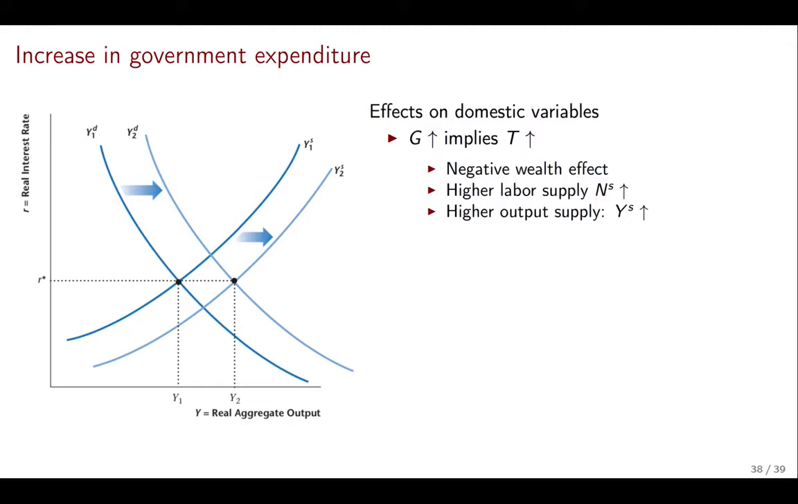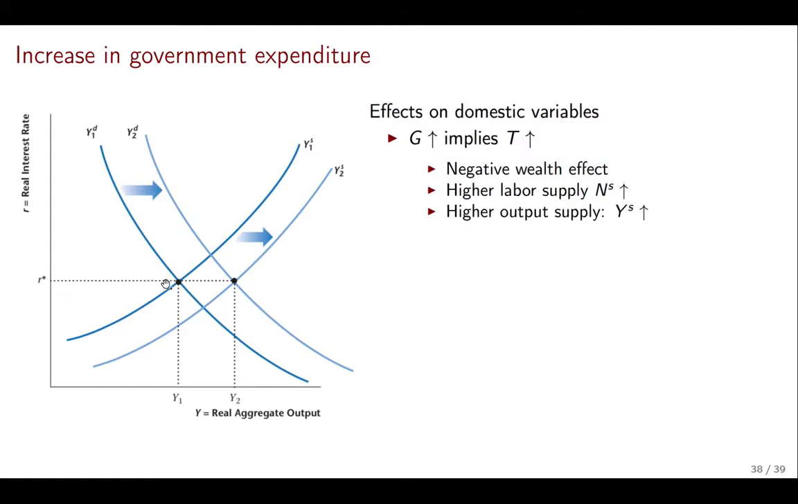Now recall, because output here is supply driven, the increase in output that we're seeing from Y1 to Y2 is entirely driven by this shift in the output supply curve. Notice that the interest rate has not changed because it's given by the international markets.